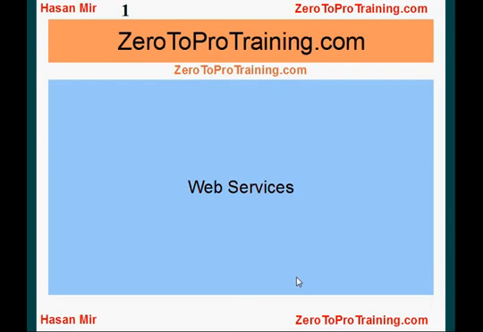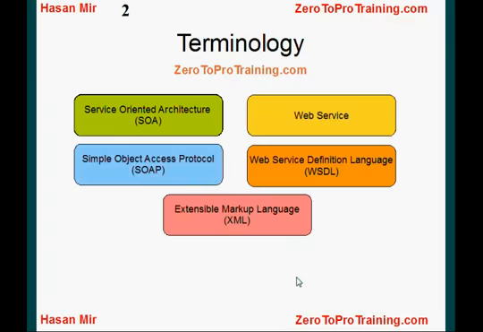In this session, I will talk about web services. In this session, we will discuss some of these terminologies: service-oriented architecture, SOA, web service, simple object access protocol, SOAP, web service definition language, WSDL, and extensible markup language, XML.